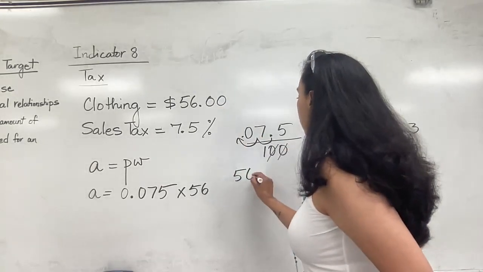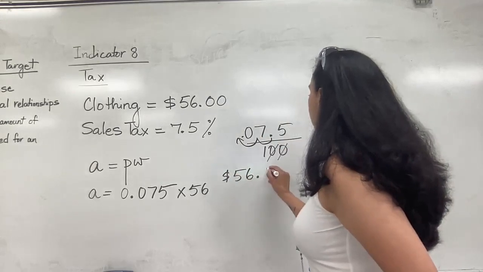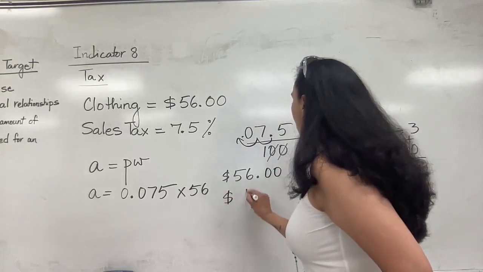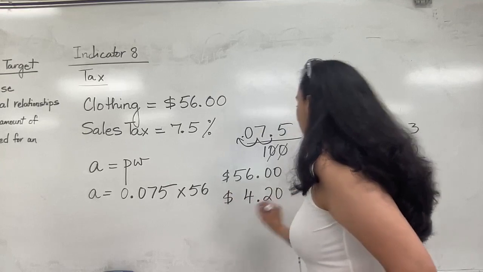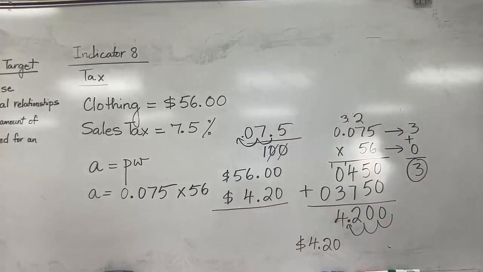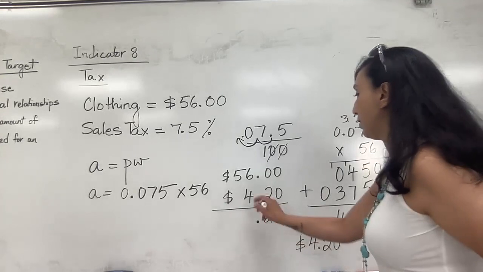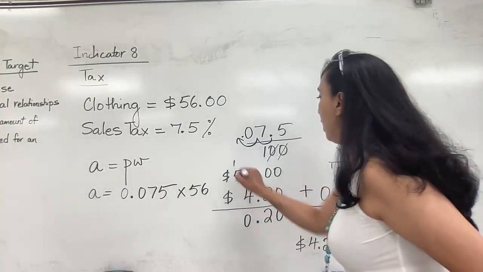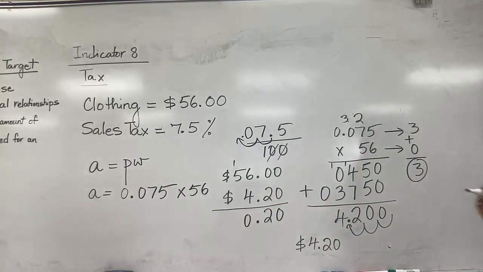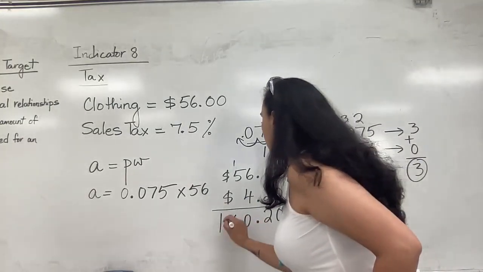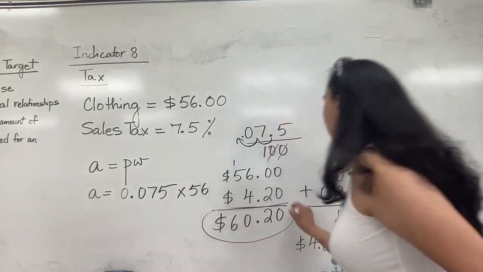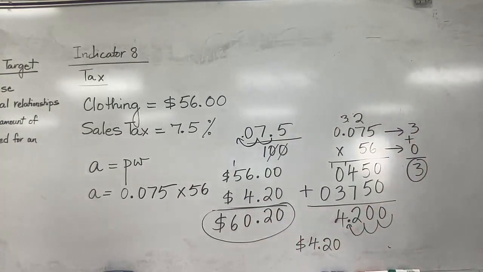So in order to find out the total amount that I have, I am going to take my initial cost, which is $56, right? $56 plus $4.20. And so when I end up adding this, I get 0, 2, and it's 6 plus 4 is 10. So carry over my 1, and then 5 plus 1 is 6. So $60.20 is actually the total amount that I will end up paying for the $56 worth of clothing.